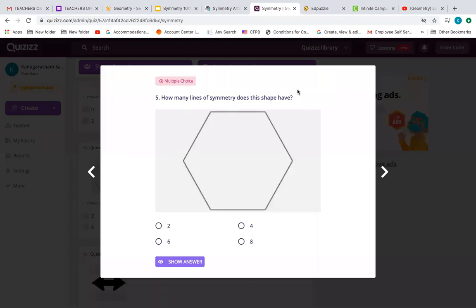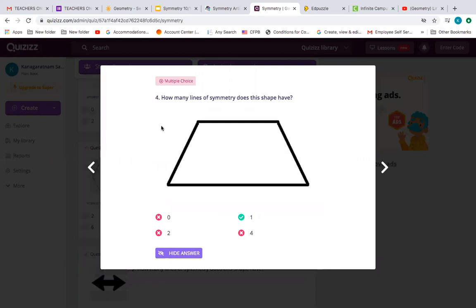How many lines of symmetry does this shape have? It pretty much looks the same on each side. So I'm going to count 1, 2, 3, 4, 5, 6. So it's going to be 6. See, an easy way to find it.